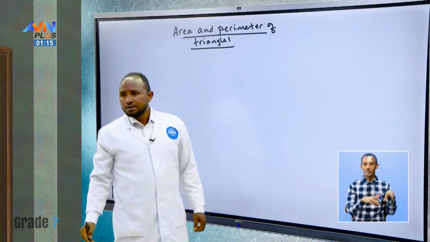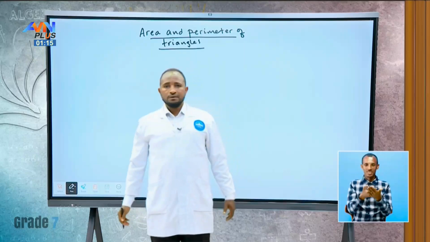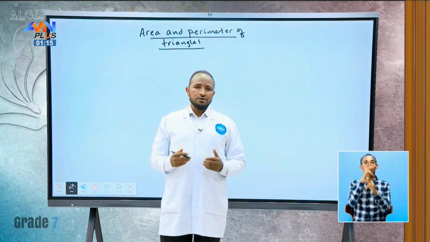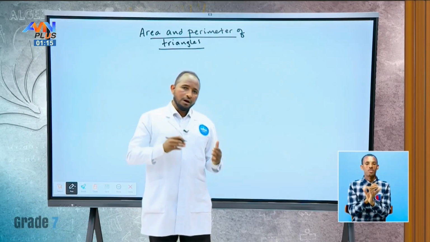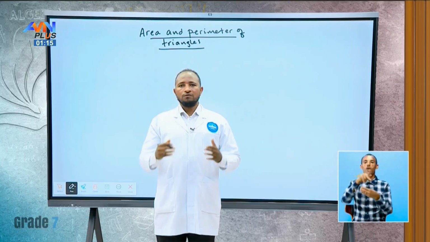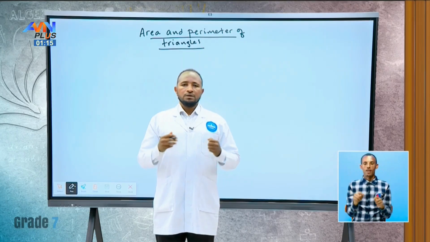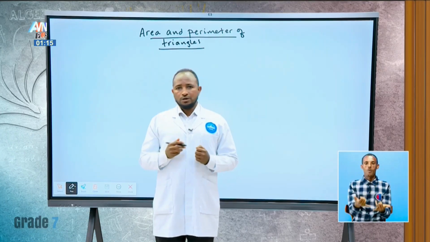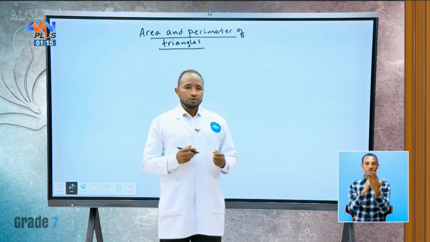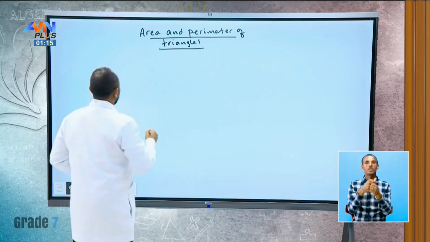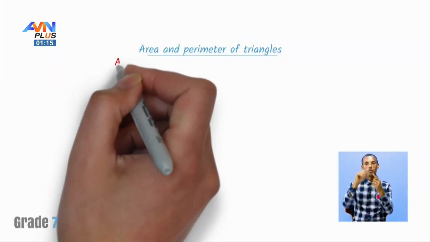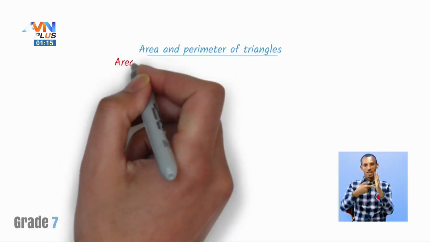The students, after this lesson, you are expected to calculate area and perimeter of triangles. So now, let's continue to the lesson. So first, let's try to define the meaning of area.